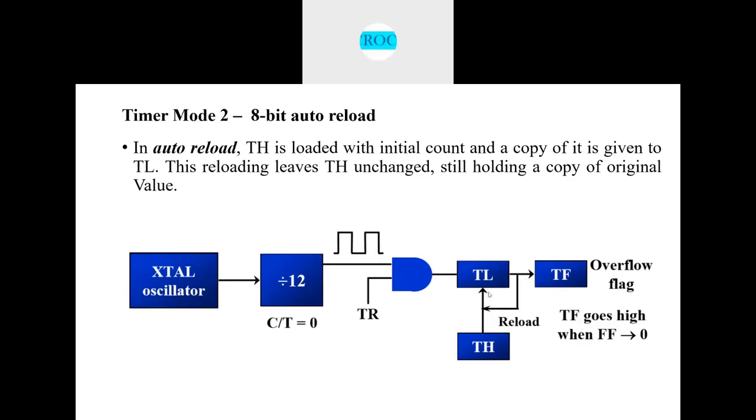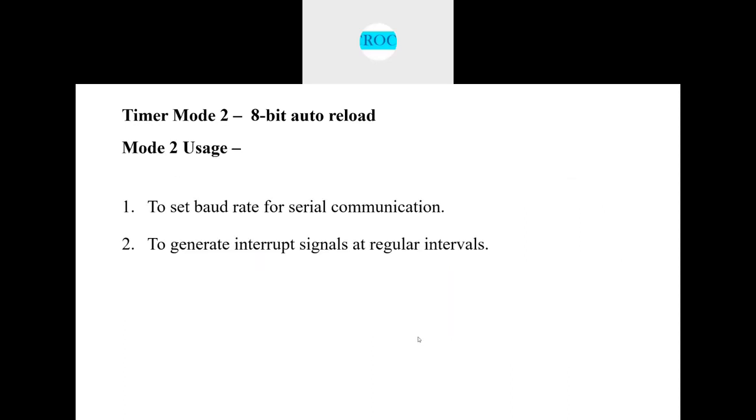Again, whenever it reaches FFH, it will reset and set the overflow flag to 1. And this lower byte register will again be loaded with the A0H value because the higher byte register has a value of A0H. This is the operation of a timer in mode 2.